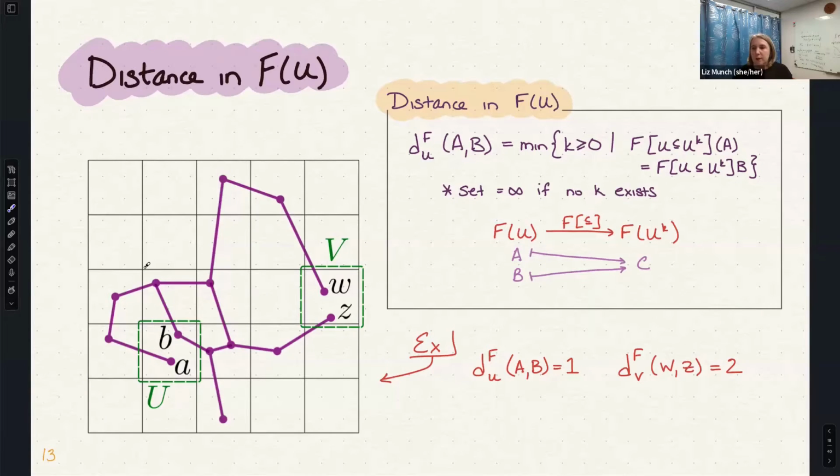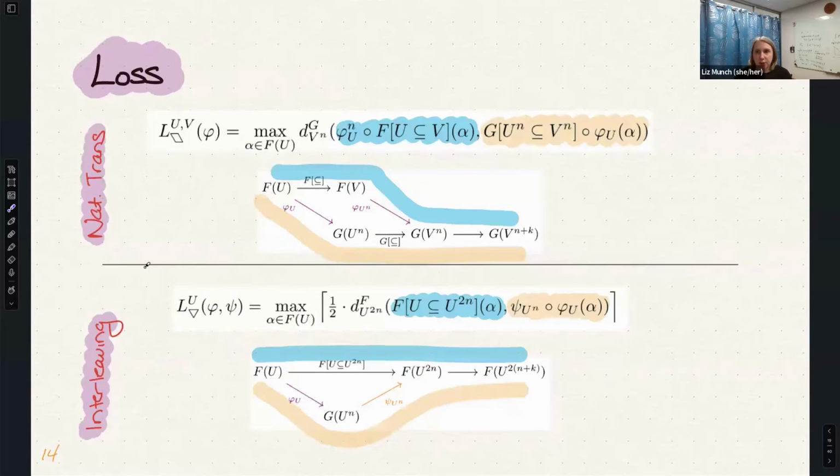All right, so my loss function is going to be measuring how far those diagrams that I wanted to have commute, how far I would need to expand them before they do actually commute. Let me explain what I mean by that. Let's look at the natural transformation version first. I really want that diagram to commute, but nobody promised me that, so I can't deal with it.